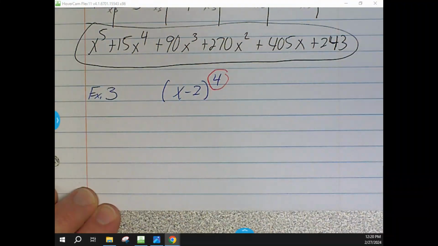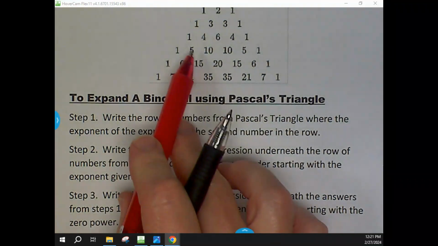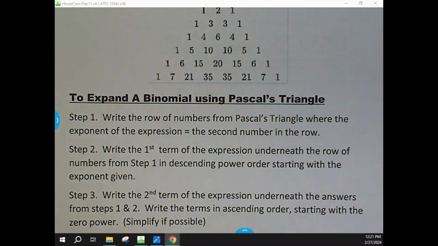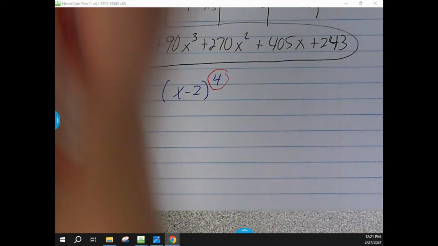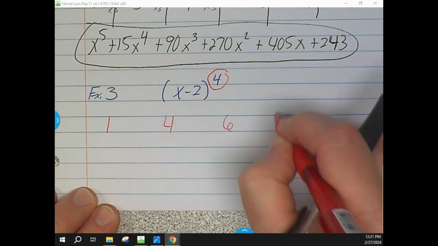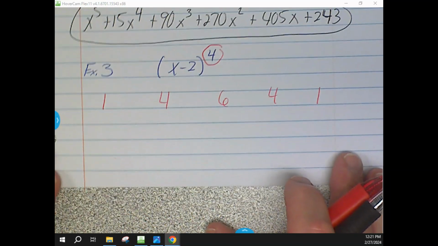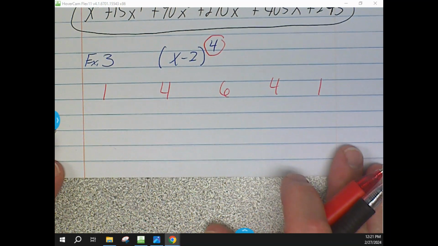So we're going back to Pascal's triangle, find the numbers that has a 4 in it. That's 1, 4, 6, 4, 1. So we're going to pull down those numbers first. So we got 1, 4, 6, 4, 1. And again, the big thing on that one is spread them out. Don't leave them close together. Spread these things out so you've got plenty of room to work.